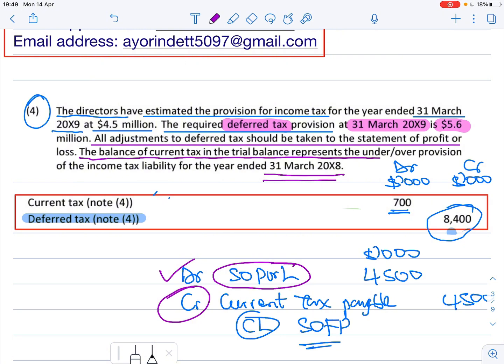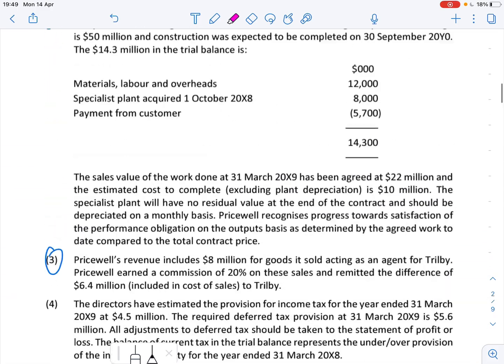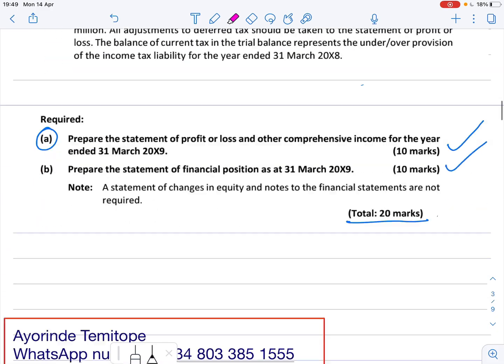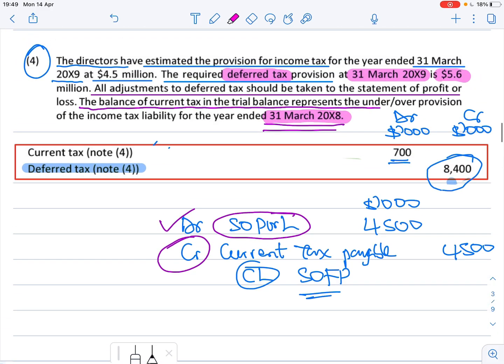Okay, but that's not an issue here, because if we are going to have under provision, that relates to last year, that's why the examiner has given us the date there, last year. So if we are going to have under provision or over provision, the examiner will give us the figure. But where will the figure be? Well, the examiner will give us the figure in the trial balance, and we want to quickly go and check what we have here.